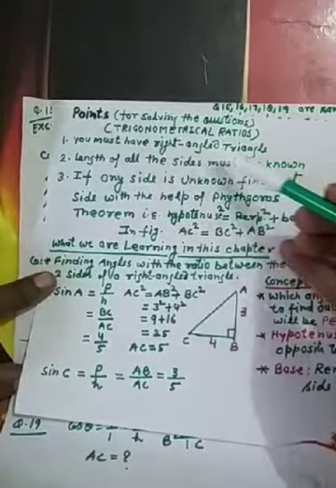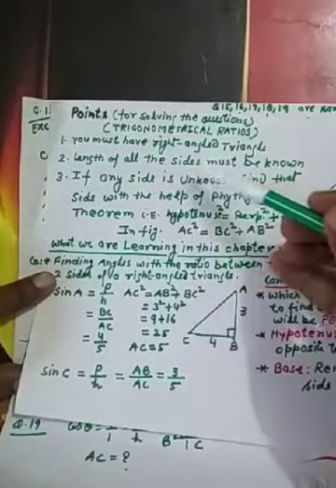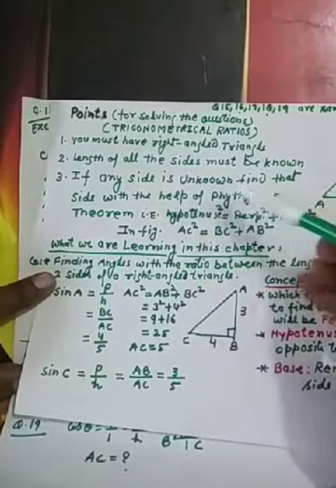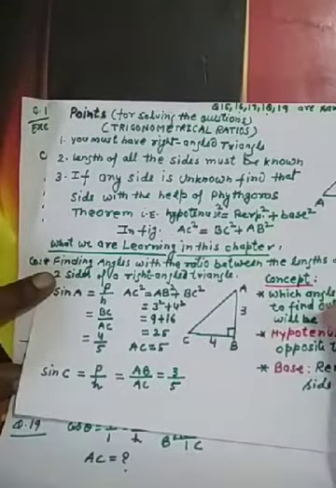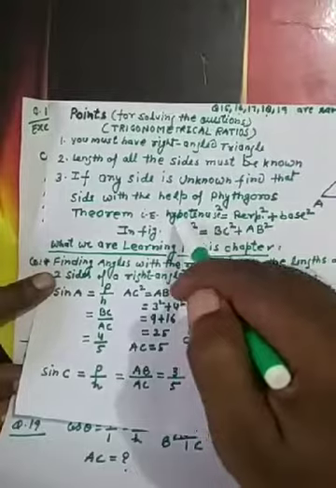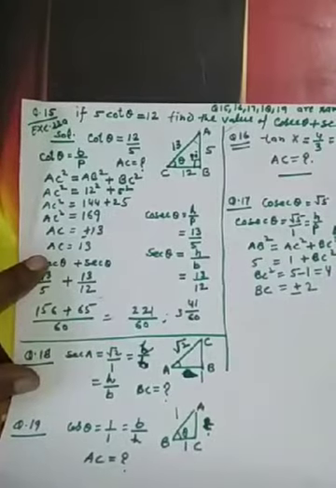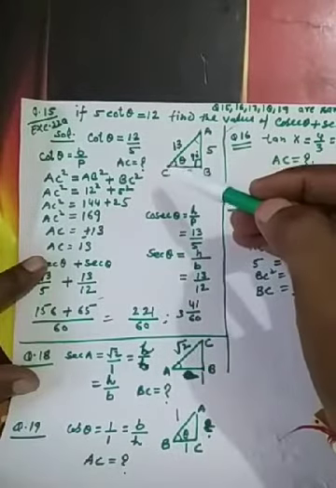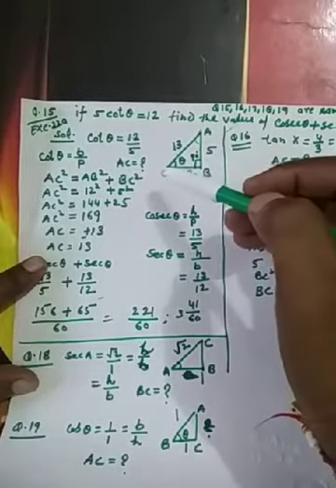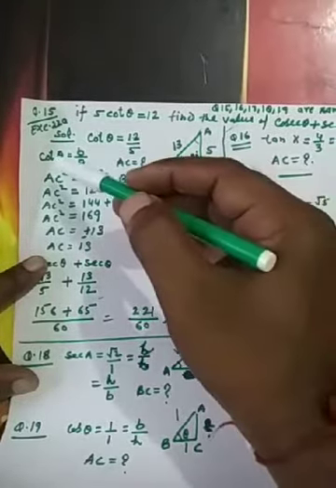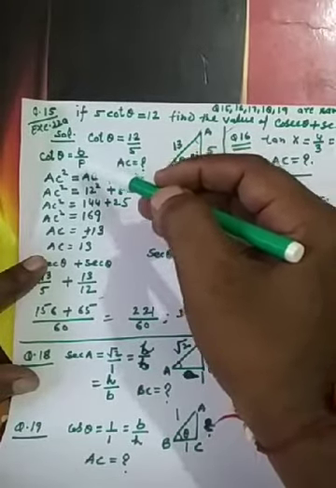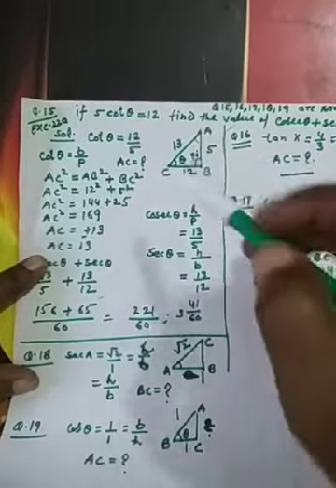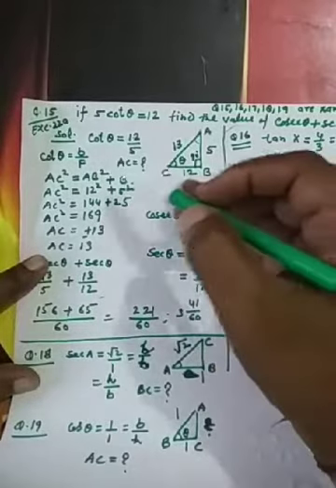You must have a right angle triangle. The length of all the sides must be known. If any side is unknown, you can find it with the help of the Pythagoras theorem. So here cot theta is equal to 12 upon 5 is given. Number 1, we will draw the right angle triangle. Then cot theta is equal to base upon perpendicular. We will identify the perpendicular.